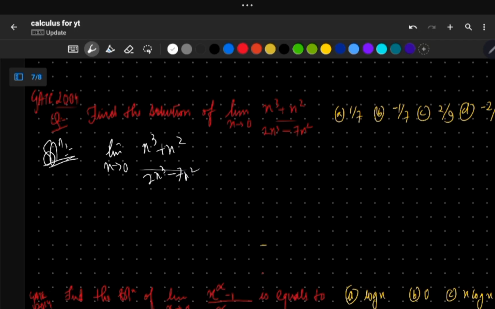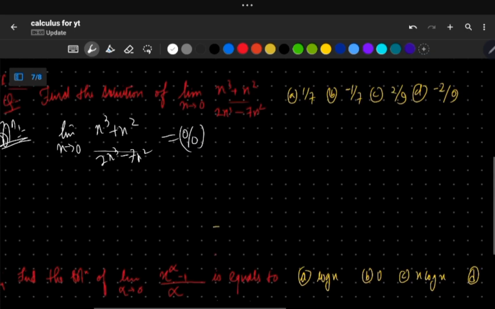Yeah, so how can we solve this? What is the approach? If we put 0 here, it is 0 already, and this is also 0, so it is in 0 by 0 form. So we'll be applying L'Hospital's rule.